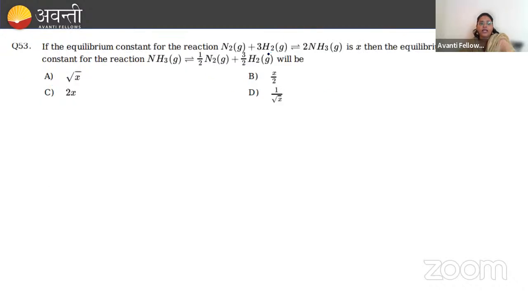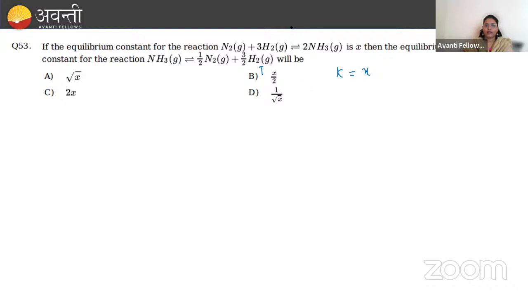Next question. If the equilibrium constant for the reaction N2 plus H2 gives NH3 is X, then we have to calculate the equilibrium constant for a given reaction. So can you tell me the answer here? For the reaction N2 plus 3H2 gives NH3, let the equilibrium constant K be given as X. Then for this reaction, what will it be?